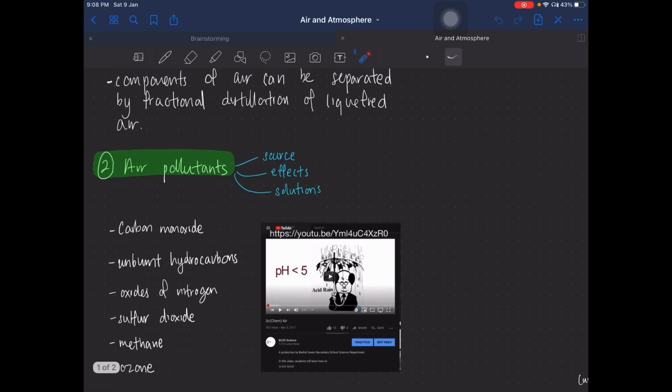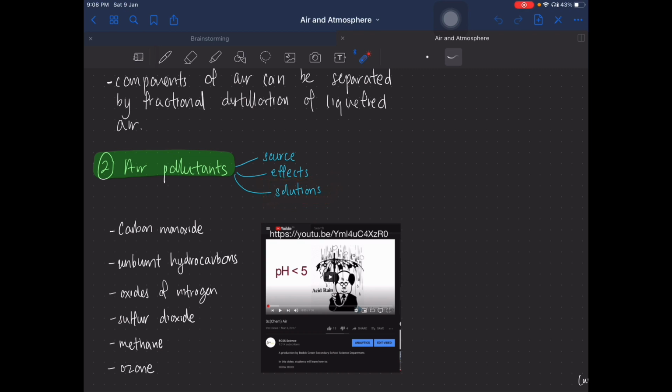Now, in terms of air pollutants, we are required to understand what exactly are the sources, the effects, as well as solutions to these air pollutants. There are a few air pollutants that are of interest to us, mainly carbon monoxide, unburned hydrocarbons, oxides of nitrogen, which can refer to NO as well as NO2, sulfur dioxide, methane, as well as ozone. All these can be found in this particular YouTube link, which provides a quick summary on the air pollutants, how they come about, and what their effects are. And of course, in your textbook as well as in your notes, that's where you can retrieve how to solve the issue that's caused by these pollutants.